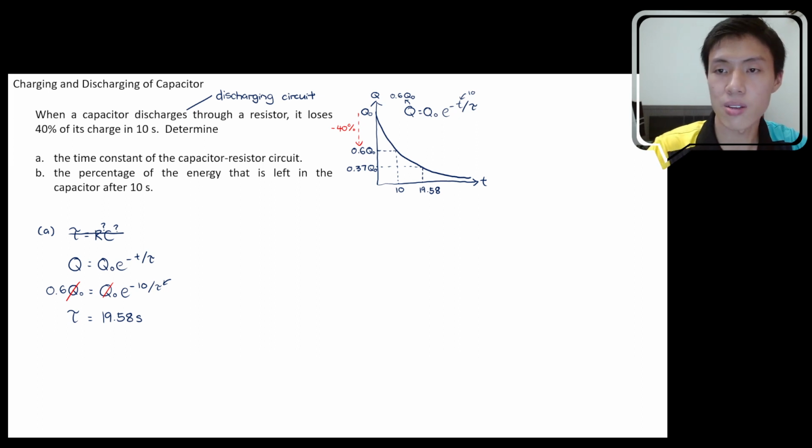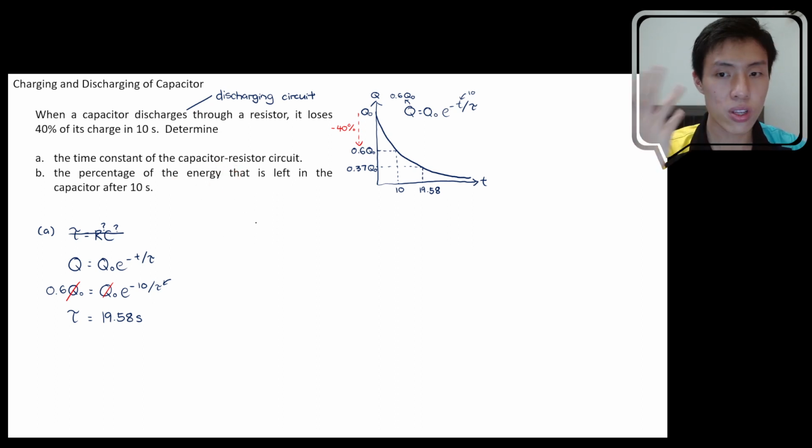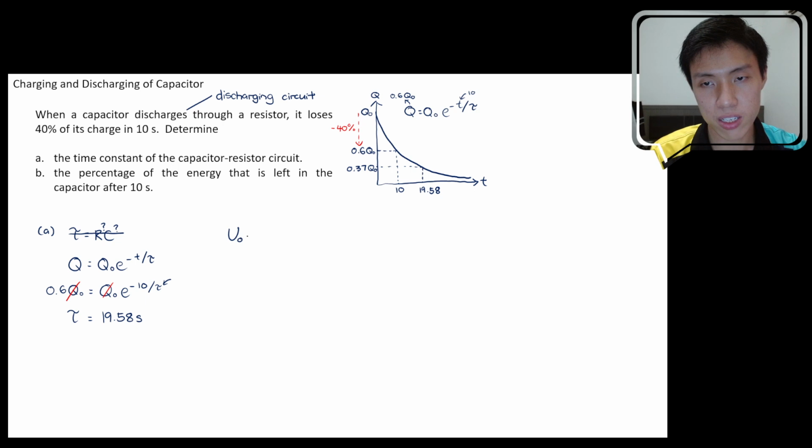Next, question B: the percentage of energy that is left in the capacitor after 10 seconds. They are looking at 10 seconds, but now what they're interested in is the energy at that moment. So what can we know for now? We can say that the initial U, or the maximum U, you can represent it either using half QV, or half Q naught squared over C naught, or you can use half C naught V naught squared.